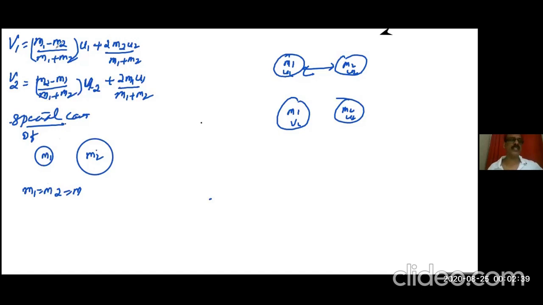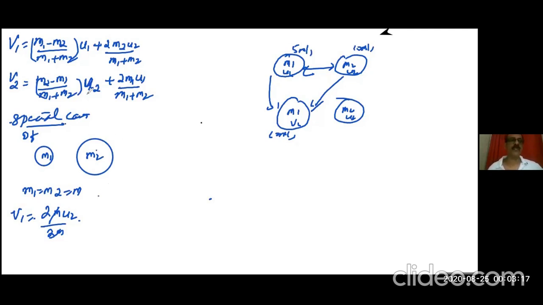Substitute here. First case: M1 minus M2, right? Take V1. When you take M1 minus M2, this term becomes 0, the first term. Then here 2M into U2 divided by 2M. This cancels, so V1 becomes U2, right? This U2 will transfer to this body. Suppose this is 5 meters per second and this is 10 meters per second. After collision, this will gain 10 meters per second.